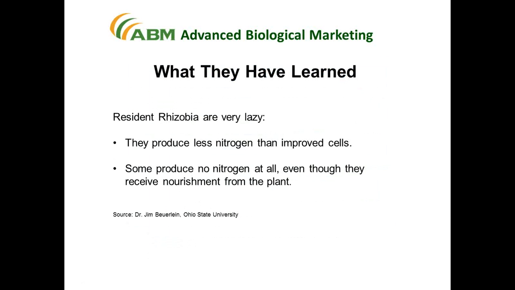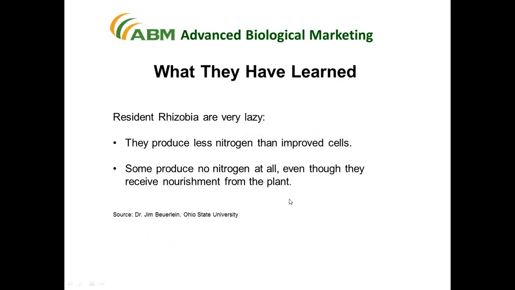You know, here in Indiana, we see geese flying from the north down south, but we got some geese that just want to stay around here year-round. We call that resident, and they're lazy here too. And what he's found is they produce less nitrogen than the improved rhizobium cells do. And then some of these rhizobium produce no nitrogen at all, even though they receive nourishment from the plant. So some are actually robbing from the plant.